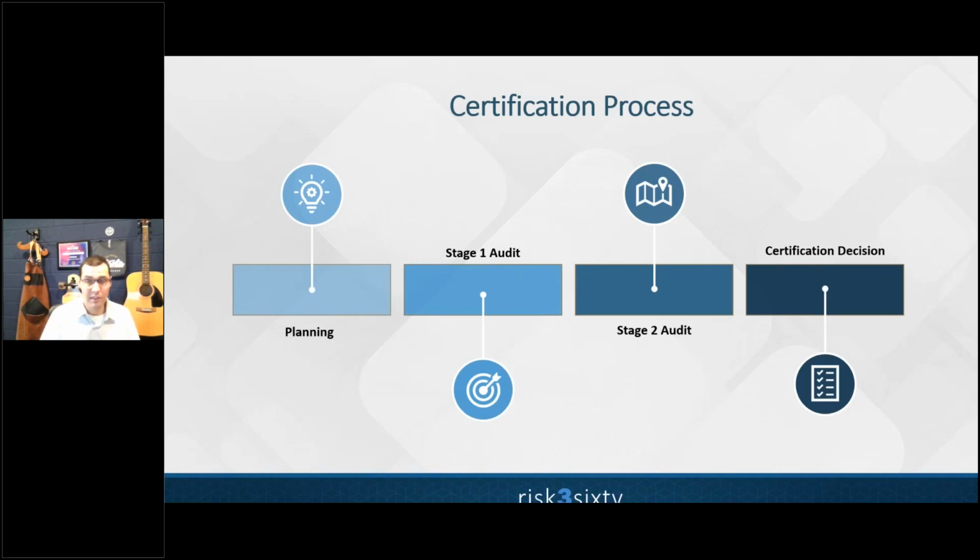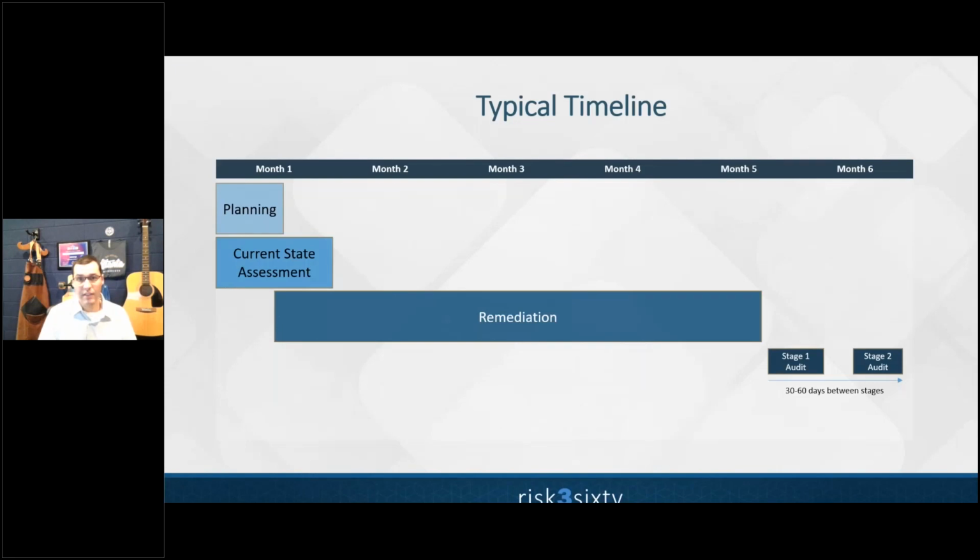And from there, assuming you pass, it's usually a couple of weeks just to finalize documentation and ultimately obtain your certificate. So looking at everything together, for 27701, it's usually around a 6-month process from first engaging to completing your stage 2 audit.